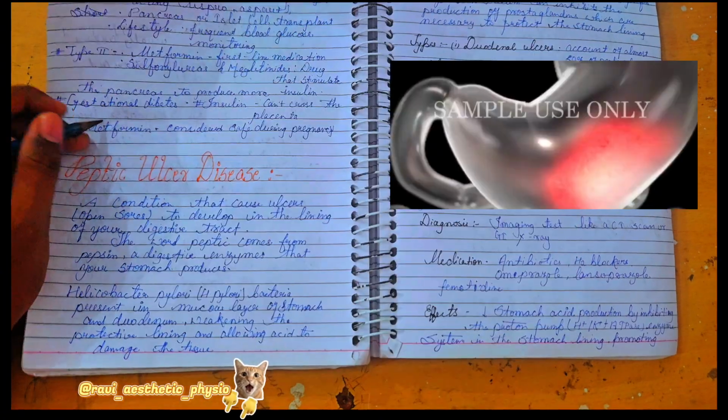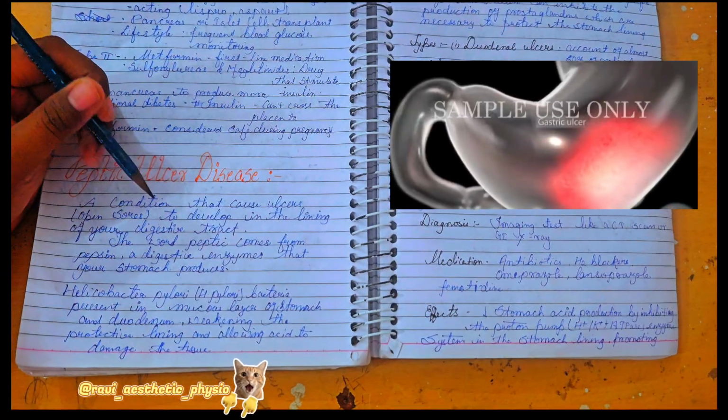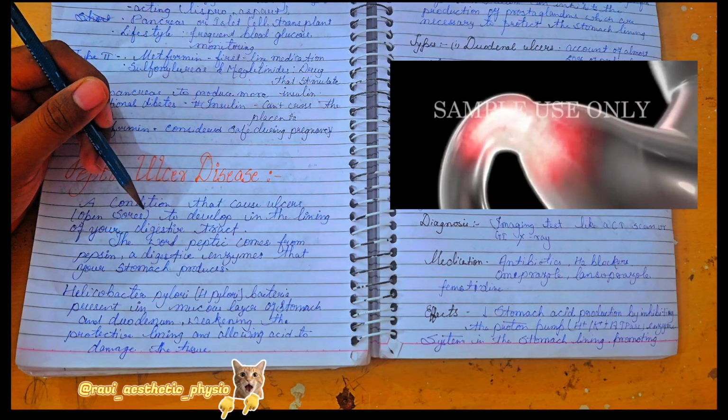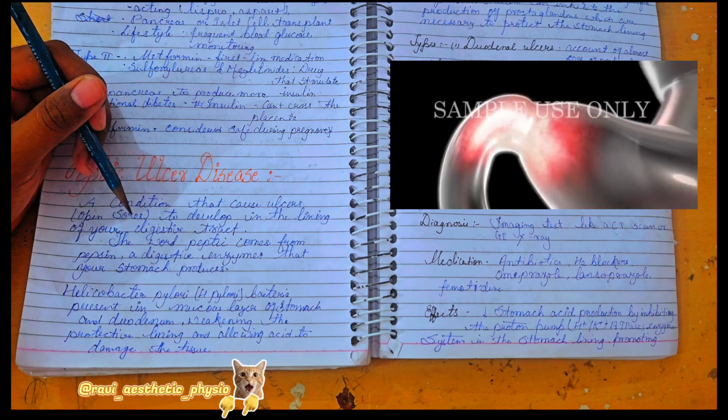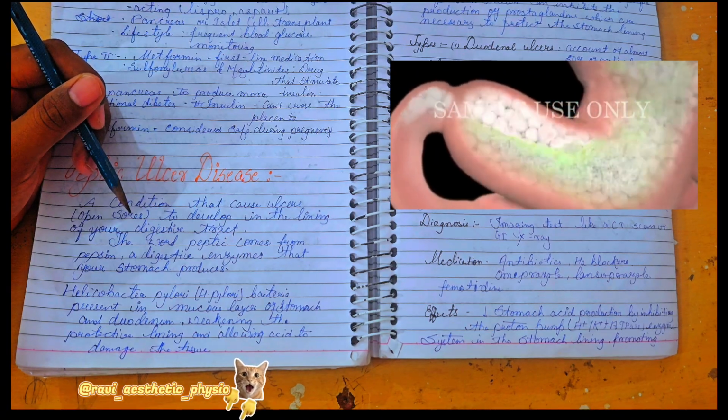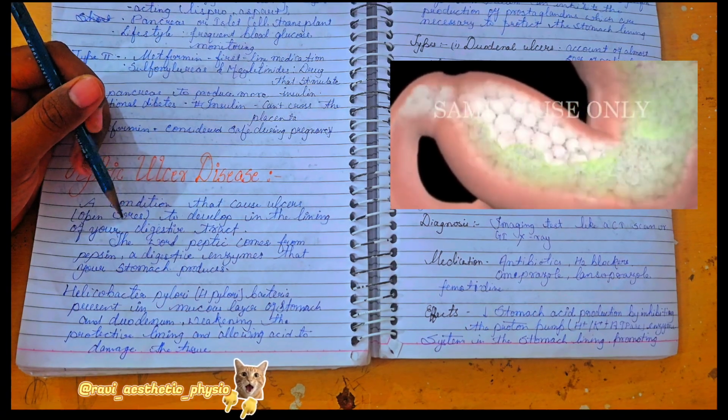It is a condition that causes an ulcer or open sore to develop in the lining of your digestive tract, which is the intestine or large intestine, or also the stomach. Basically, it occurs in the duodenal and stomach region.